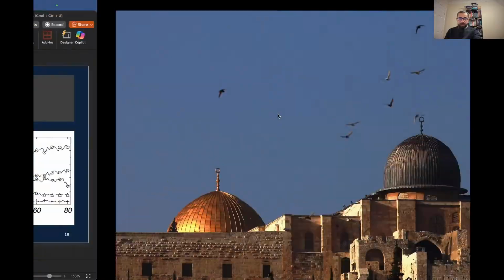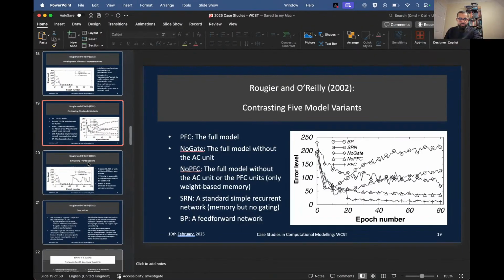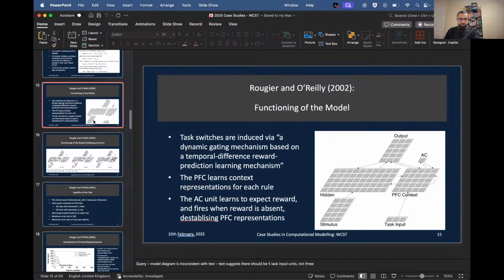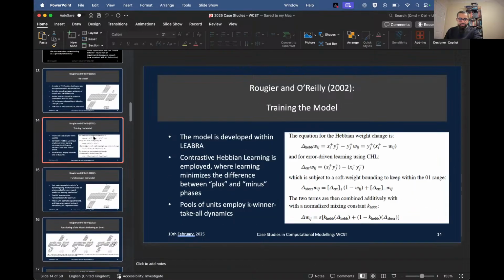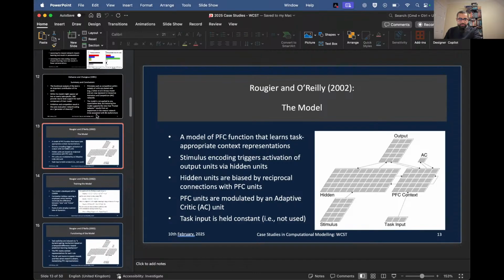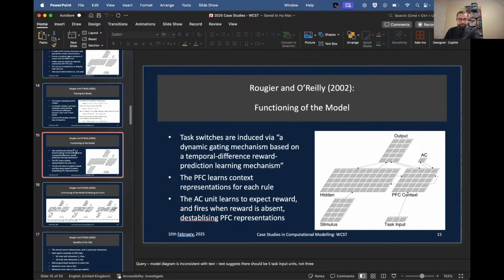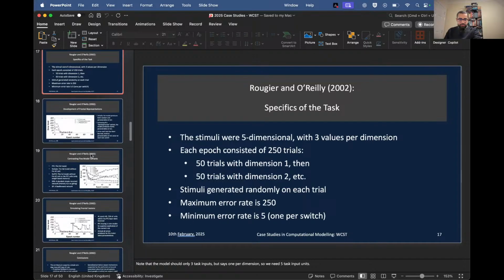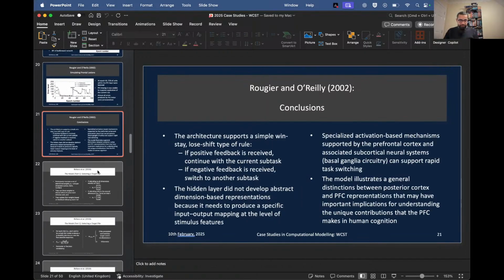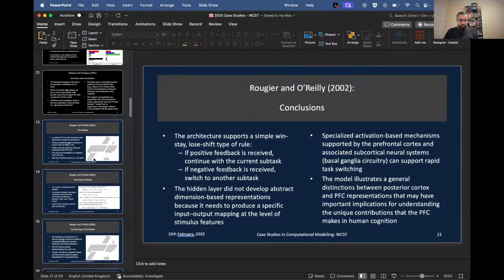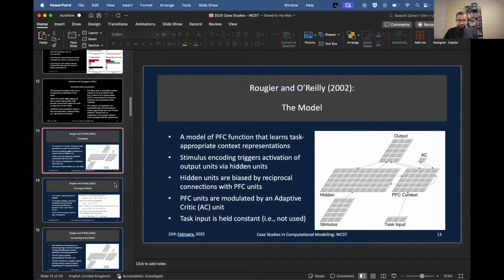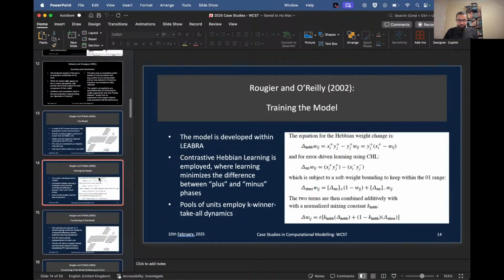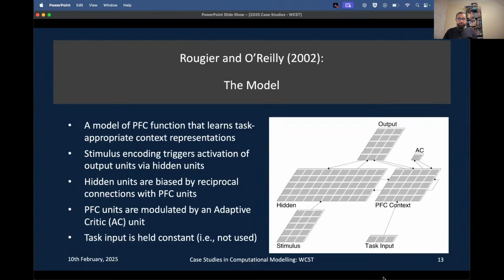Going back to the PowerPoint here, which was a summary, very briefly, looking at a few things. Yeah, here we go, the model. So, a model of prefrontal cortex function that lends task appropriate context representations.